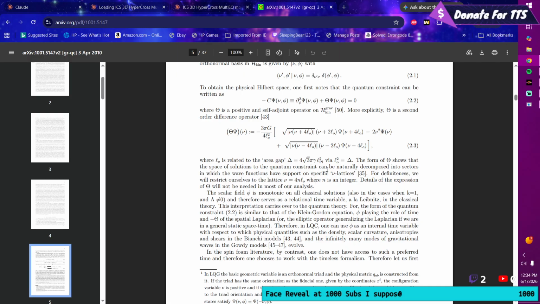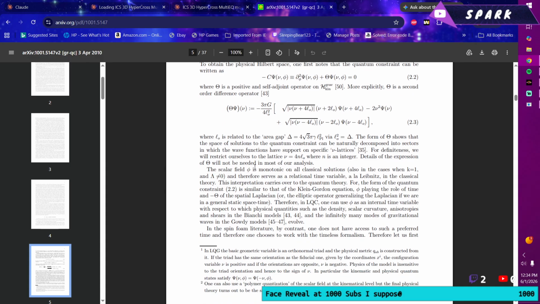In the space of solutions, the quantum constraint can be naturally decomposed into sectors in which the wave functions have support on specific v lattices. For definiteness, we will restrict ourselves to the lattice v equals 4 n L1, where n is an integer. Details of the expression won't be needed for most of our analysis. The scalar field phi is monotonic on all classical solutions.